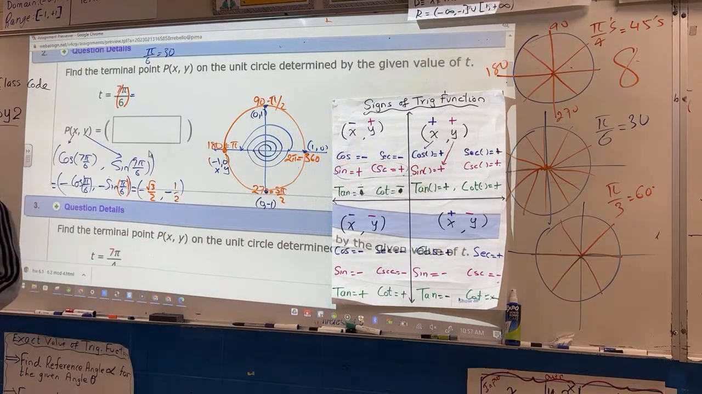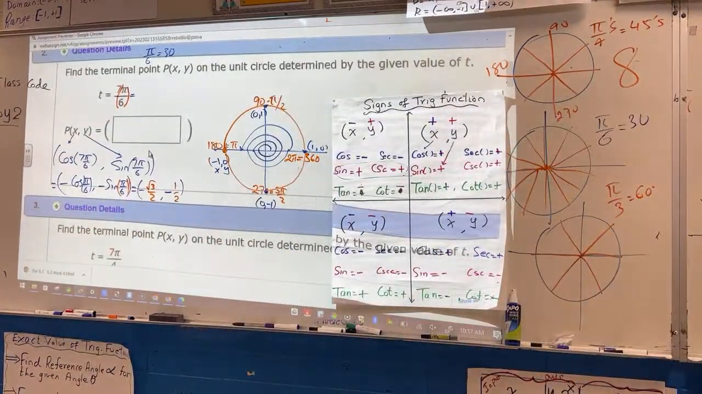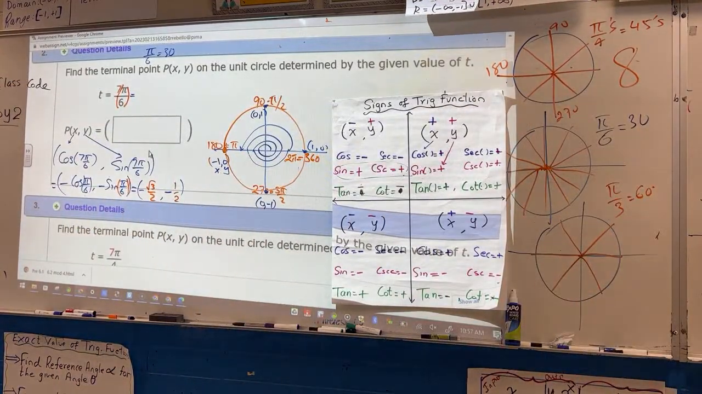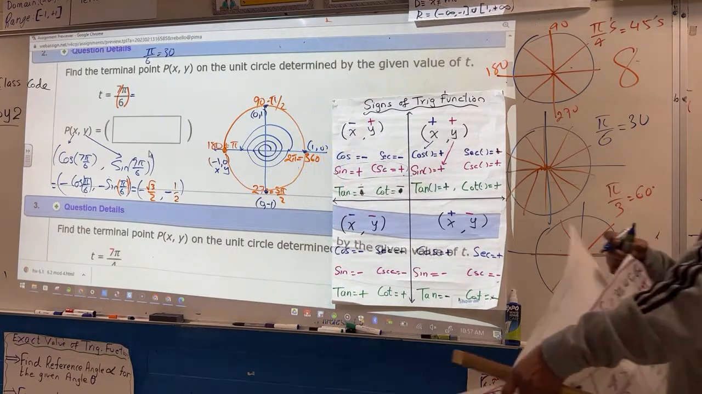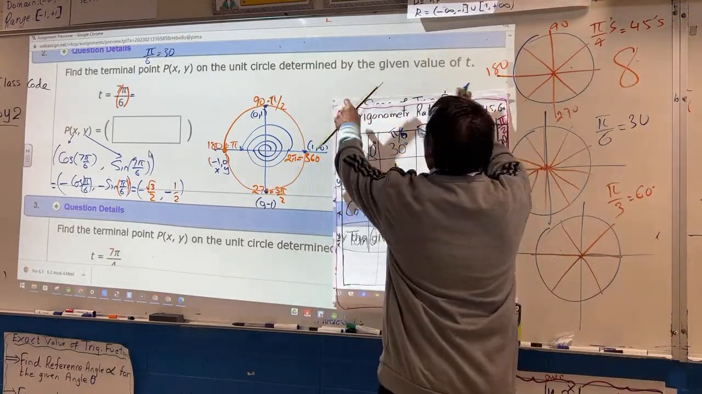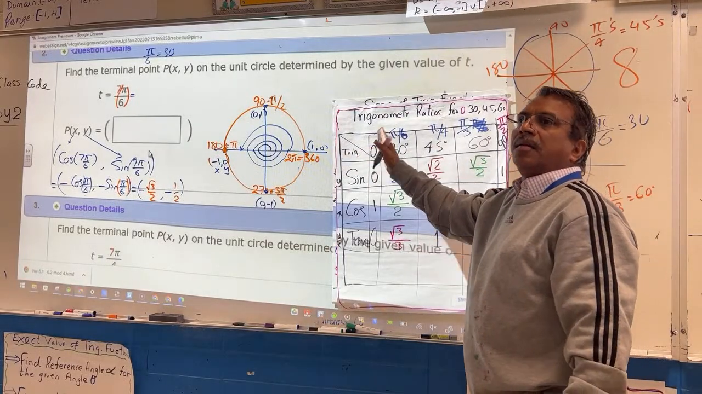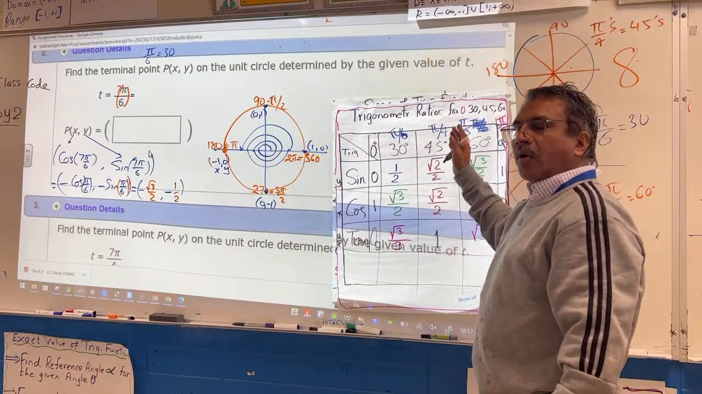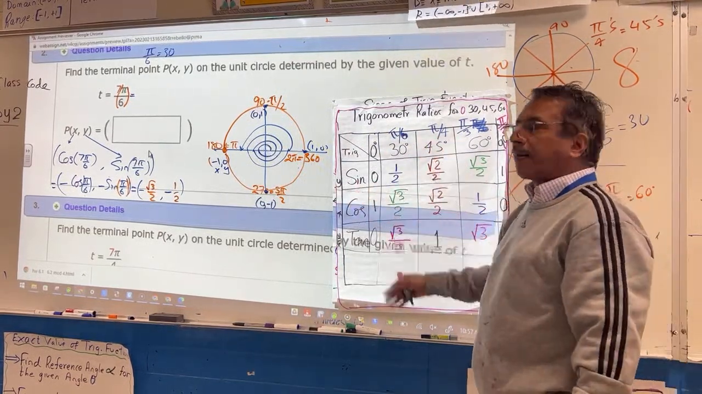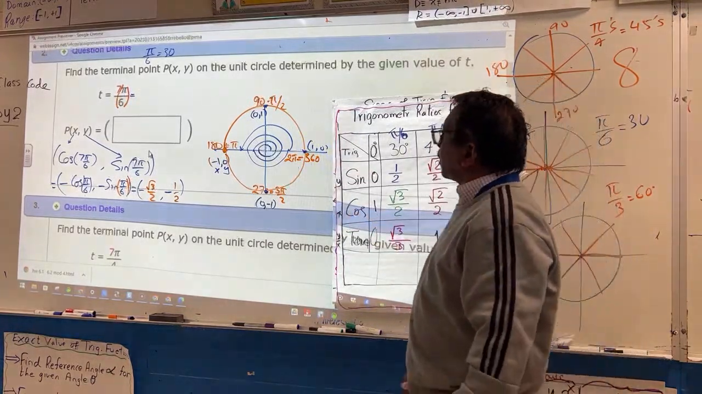So basically, what I'm trying to say is you have to remember the chart that I have here. I'm not going to keep this forever. You're supposed to remember that sine 30 is half, sine 60 is root 3 over 2, sine 45 is root 2 over 2. You have to know that, right? And then the cosine also. Okay, let's move on now.